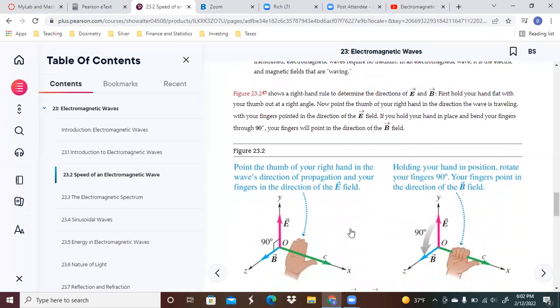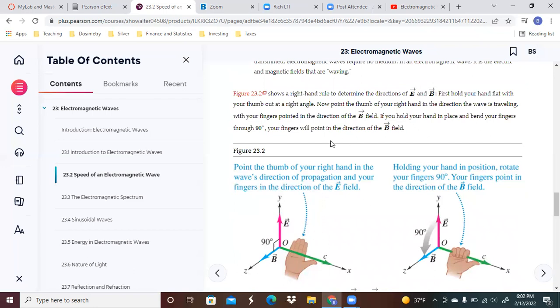So looking at the right-hand rule, if we hold your hand flat, then this is going to be your right hand, with your thumb out at a right angle. If you point the thumb of your right hand in the direction the wave is traveling, in other words, this direction, just like what we saw in the graph up there. So the wave is traveling in this direction with your fingers pointed in the direction of the electric field.